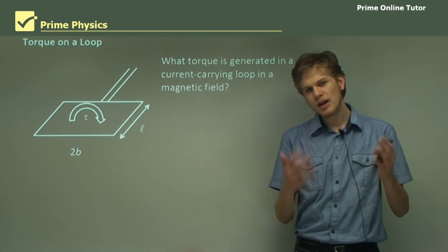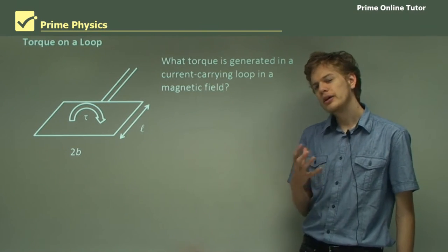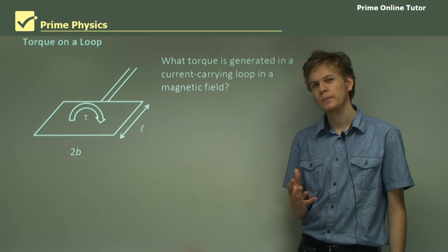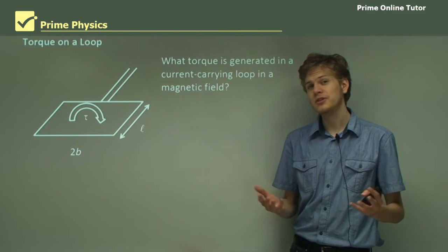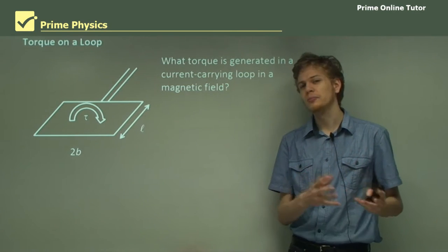So, suppose we have a loop of current carrying wire like this. How do we calculate how much torque there is caused by this coil? Because that's a big question if we're building a motor, right? We want to know how much torque it can apply.